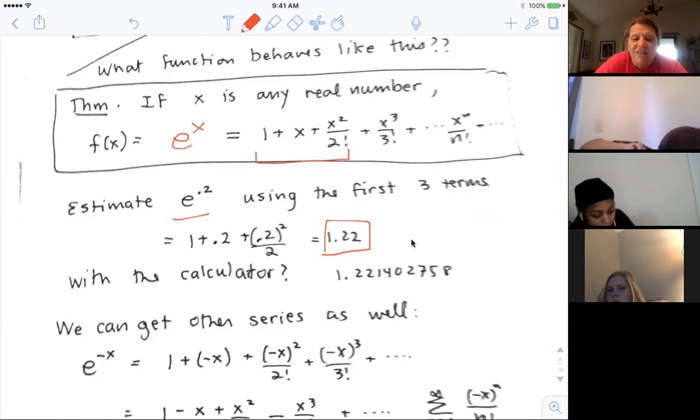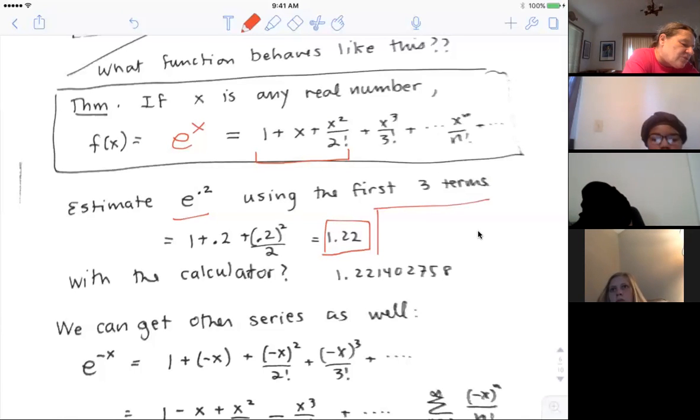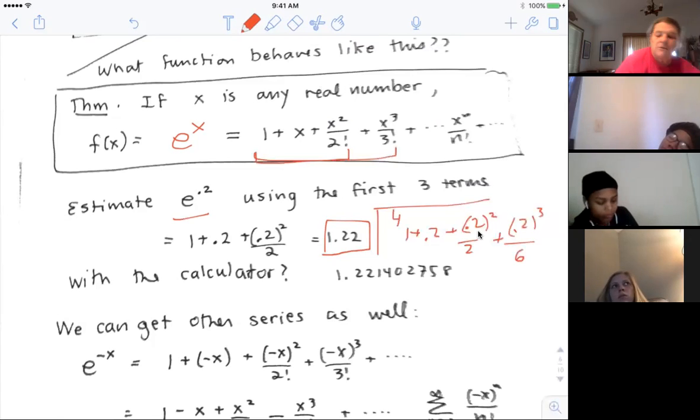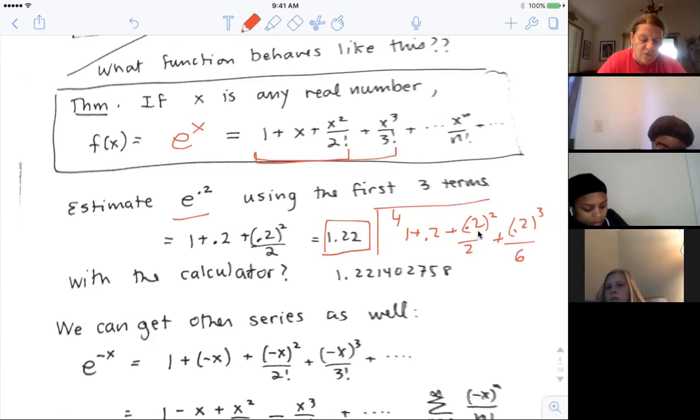Okay. Let's go further down in the function and see what happens. So let's suppose we did it using the first 4 terms. 1 plus 0.2. Now here are the terms: 1, 2, 3, 4 terms now. 1 plus 0.2 plus 0.2 squared over 2 plus 0.2 cubed over 3 factorial, which is 6. Okay, everybody, if you got a calculator, do this for me because I've been making mistakes, so you can verify what I say.